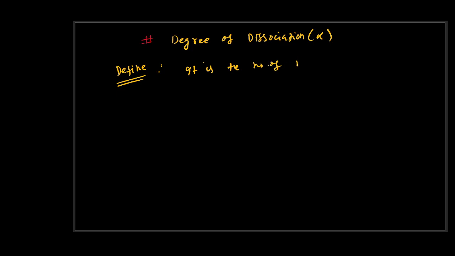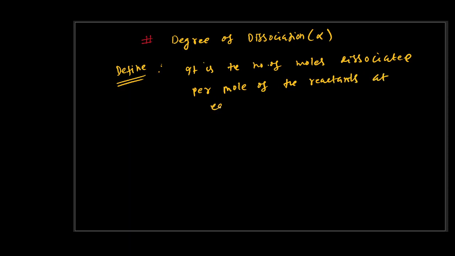Next we study, the next topic is degree of dissociation, that we can represent as alpha. If you define it, it is the number of moles dissociated, or it is the number of moles dissociated per mole of the reactant at equilibrium. This is important, at equilibrium.